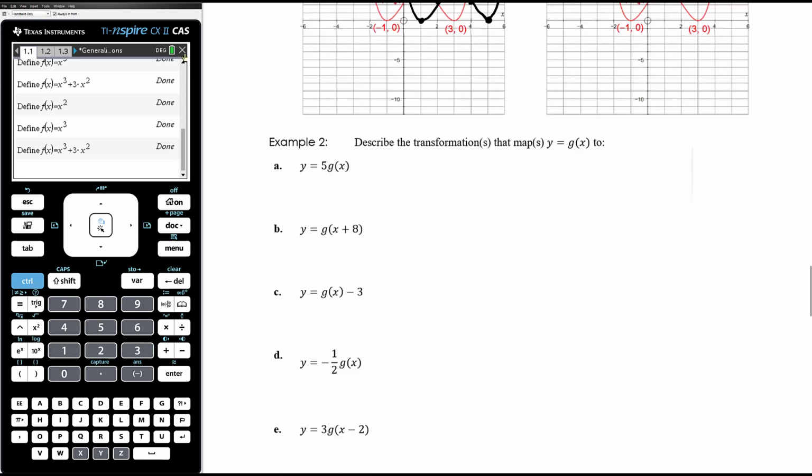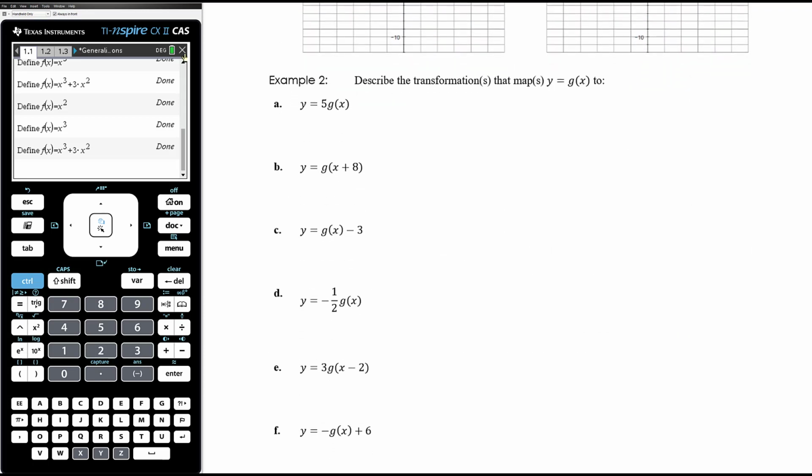Okay, let's have a look at these. If we have a function g of x, we want to describe the transformation or transformations that map y equals g of x to y equals 5 times g of x. Okay, so multiplying the whole function by 5 is a dilation by factor of 5 from the x-axis. Let's not get lazy. When we're talking about dilations, you need to use the word dilation. There needs to be what factor you are dilating by and in which direction you are dilating.